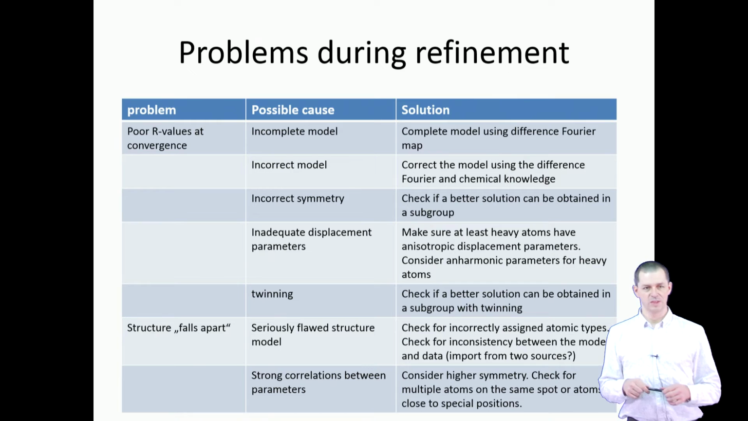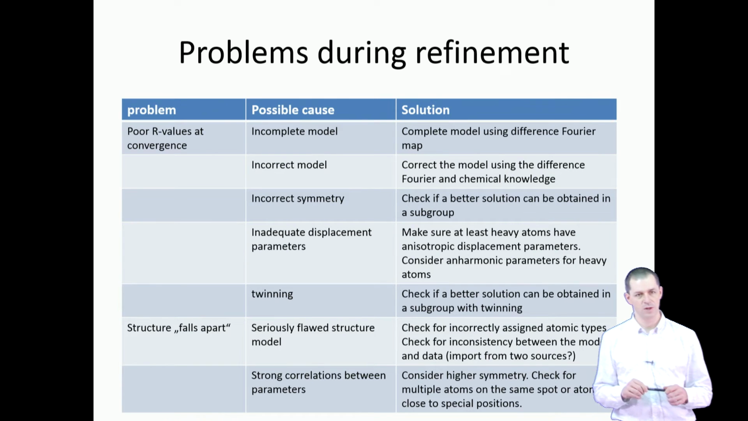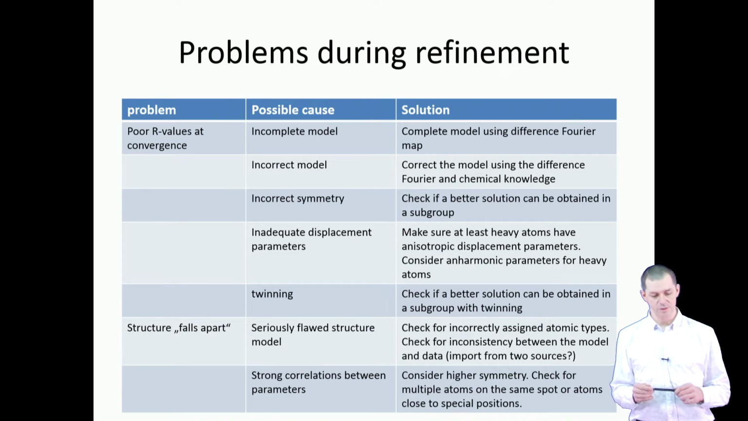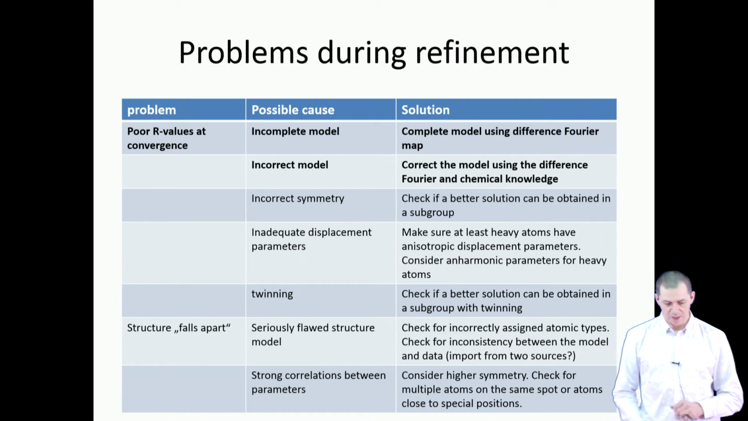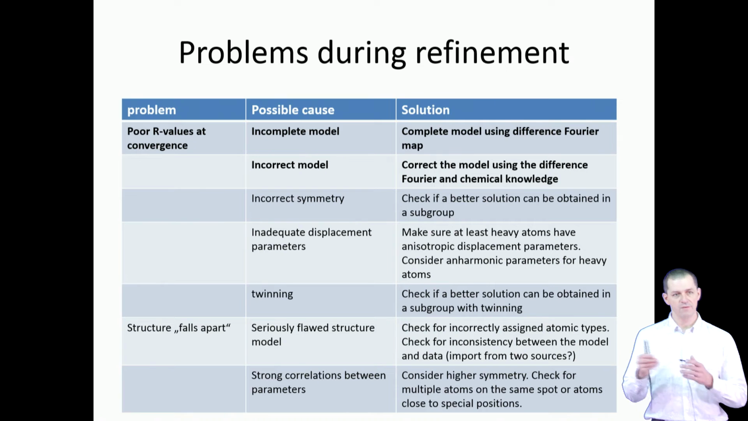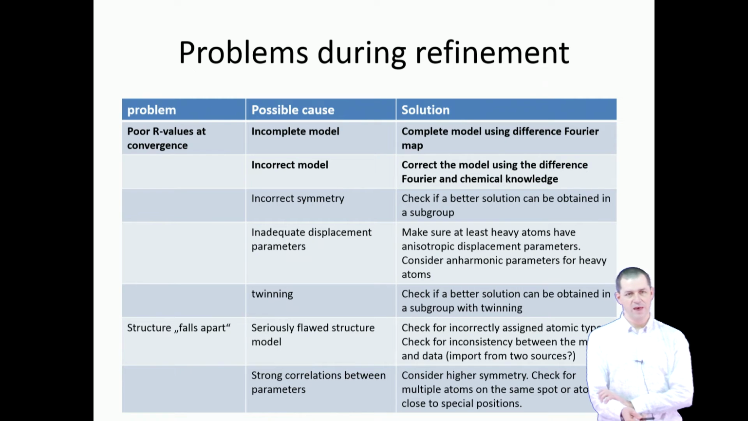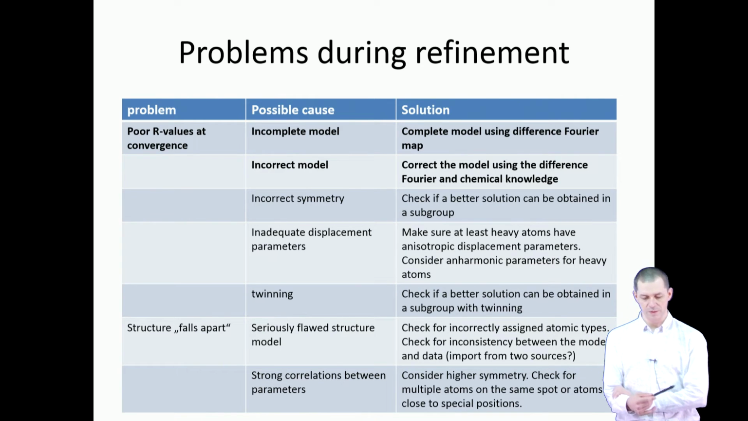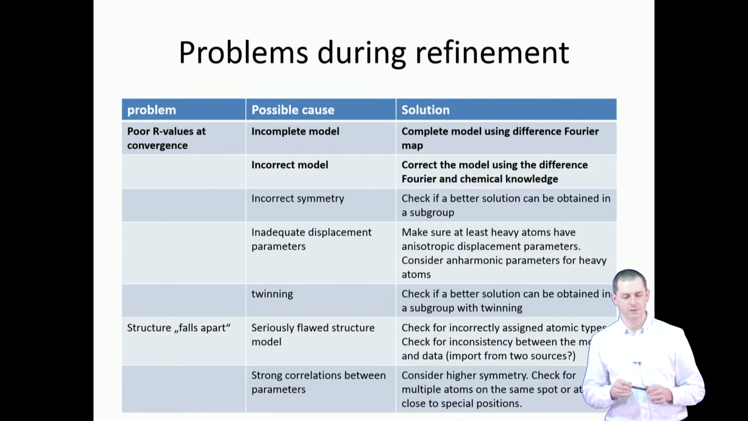What happens, or what can happen, is that the figures of merit, or simply the R value, doesn't go down. That can have a number of possible causes. The most simple one to correct is incomplete model. You may have atoms missing in the model. This can be corrected by completing the model, obviously, and the easiest way to find the missing atoms is to view the difference Fourier map, find positive maxima in it, and these positive maxima show you the places where there should be an additional atom in your structure model.